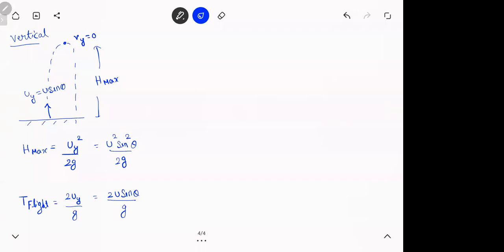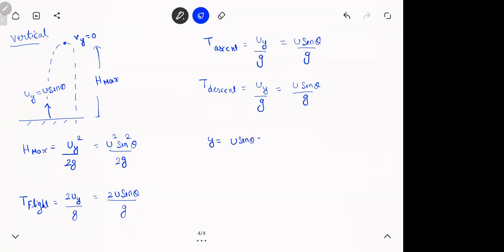If you see now, wherever there is u, that becomes u sine theta. And we also know there is something called time of ascent, which is uy by g. That is also u sine theta by g. Time of descent is also u sine theta by g. And we know in the y direction, the y coordinate is u sine theta t minus half g t square. We wrote this just now. And velocity in the y direction will be u sine theta minus gt.